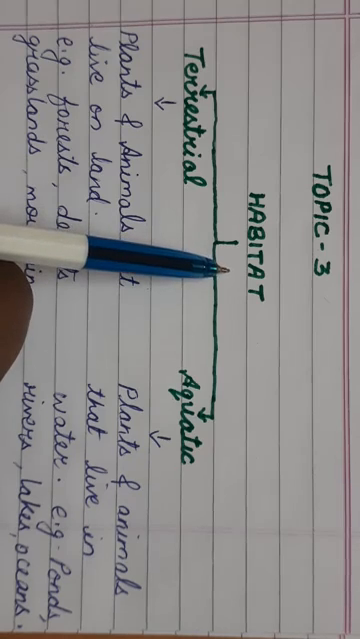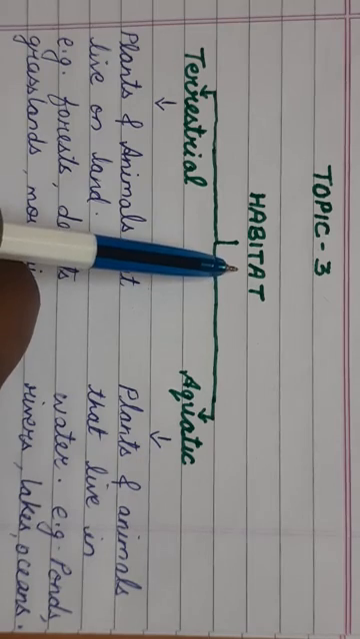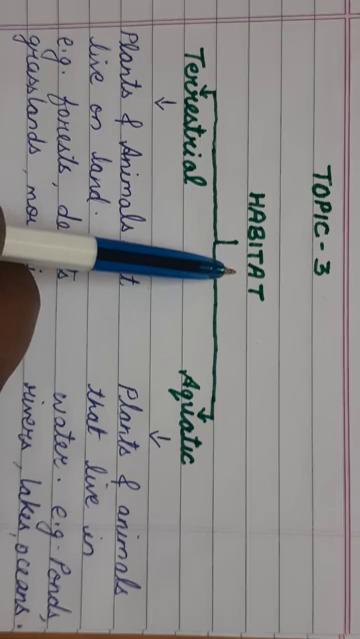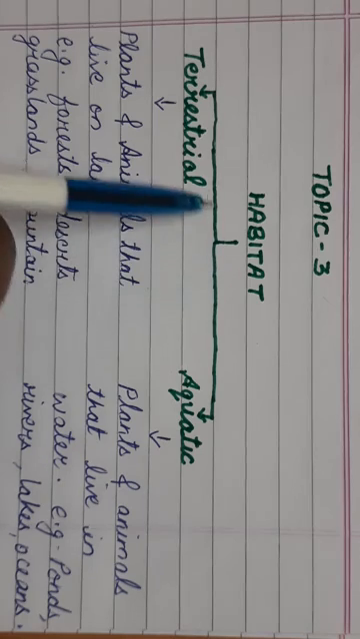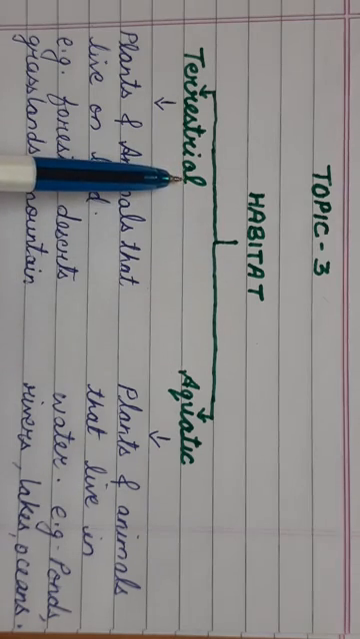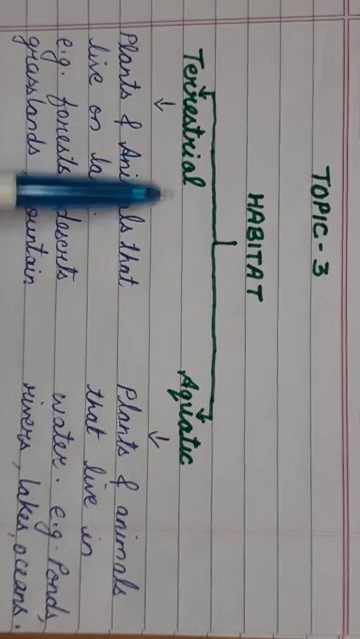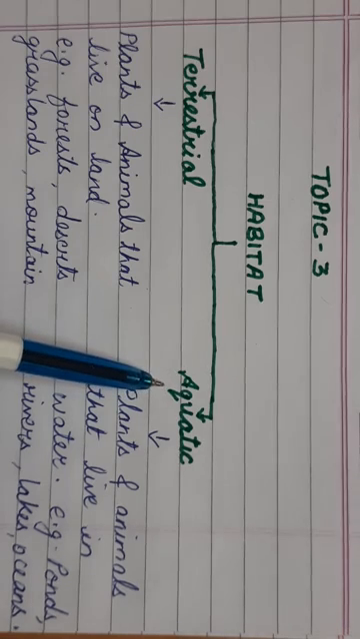In the previous topic, you learned about habitat. What is a habitat? Do you remember? Habitat is the surrounding where an organism lives. It is a dwelling place or a home for a particular organism. Habitats can be divided mainly into two types: one is the terrestrial habitat and the other is the aquatic habitat.